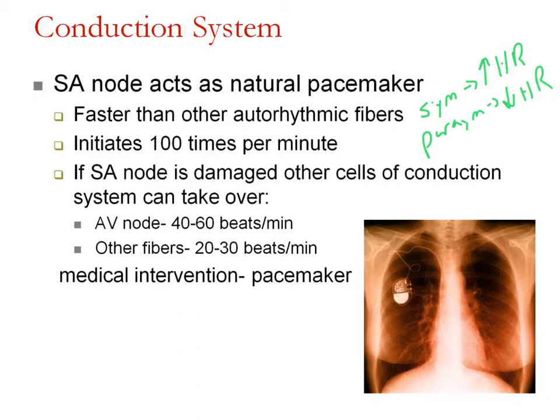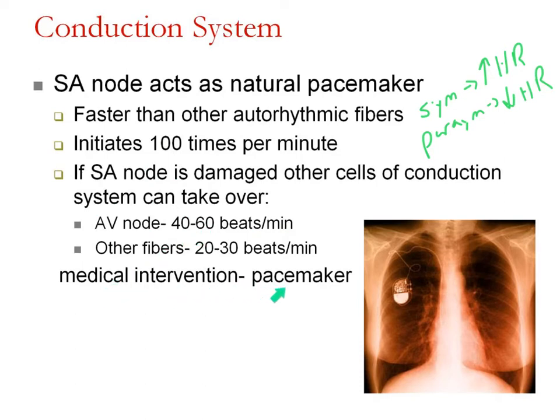So if the AV node is no longer getting direction from the SA node, the AV node can take over, although it's not as fast. It could only generate a maximum of 60 beats per minute. Now, this is not very fast, so if your SA node goes, you're not going to die, but you're going to feel like crap, okay? This will allow you to seek medical attention, okay?